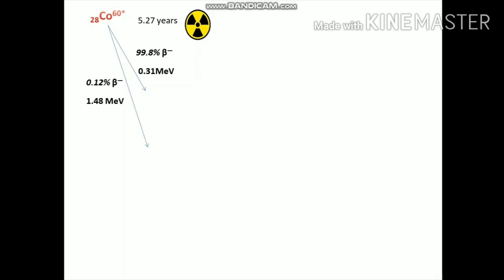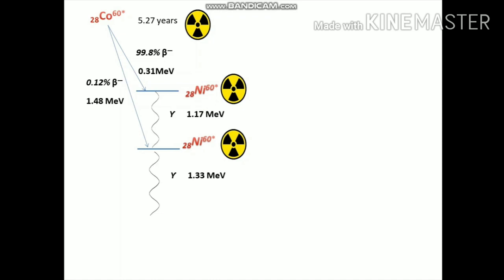Cobalt-60 has a half-life of 5.27 years. At first, it emits two beta particles. 99.8% of beta particles have energy 0.31 MeV and 0.12% of beta particles have energy 1.48 MeV. Both beta decays produce nickel-60 radioisotope, which continuously emits gamma photons of energy 1.17 and 1.33 MeV. That results in a stable nickel-60 isotope.